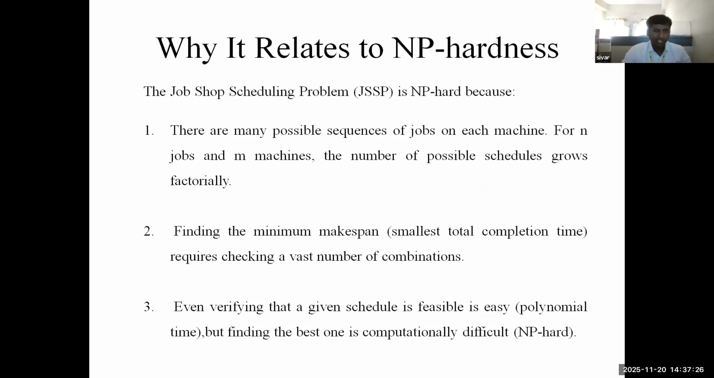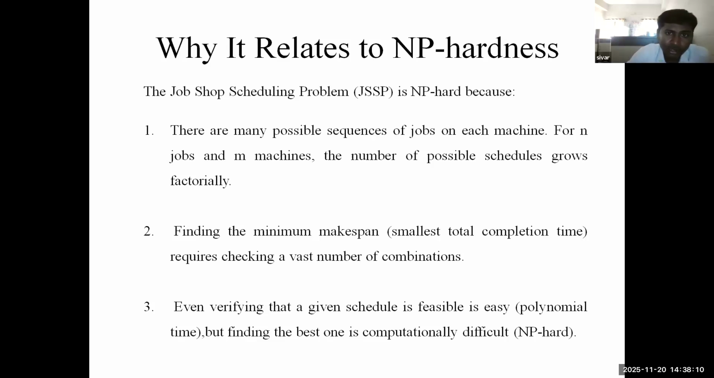Next, what is the challenge here? Why is it related to an NP-hard problem? Okay, why does job shop scheduling come under NP-hard problems? There are many possible sequences of jobs on each machine. For n jobs and m machines, the number of possible schedules grows factorially. Suppose, for example, three jobs and three machines, you can solve easily. Finding the minimum makespan, the smallest total completion time, also somewhat varies. Even verifying that a given schedule is feasible is easy, in polynomial time, but finding the best one is computationally difficult. Why is job shop scheduling called an NP-hard problem?